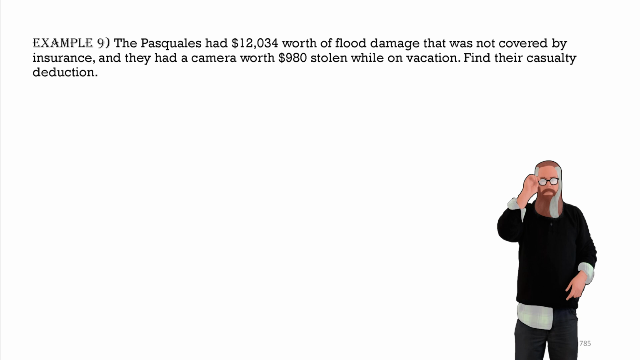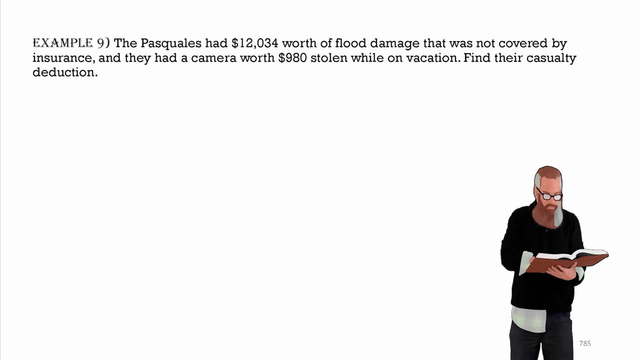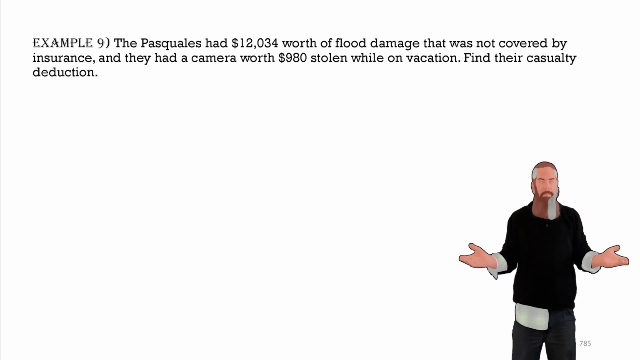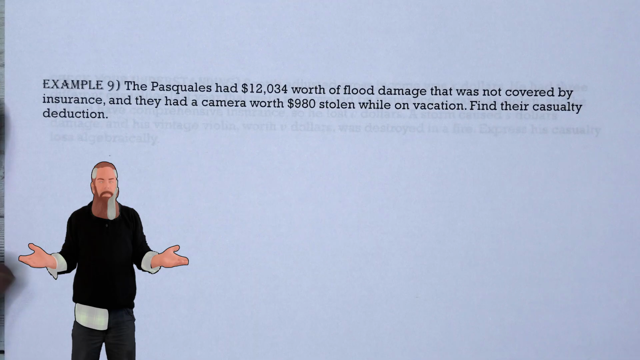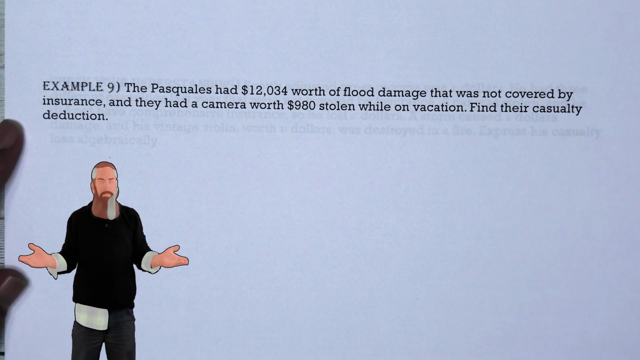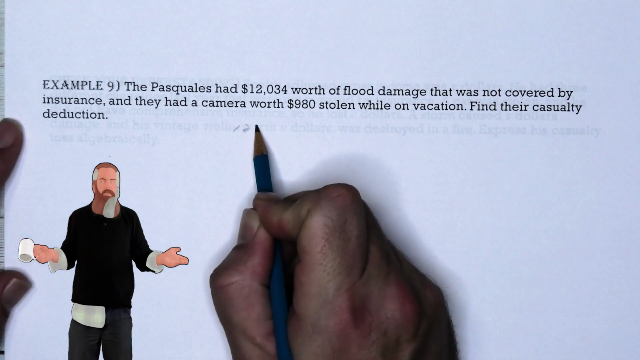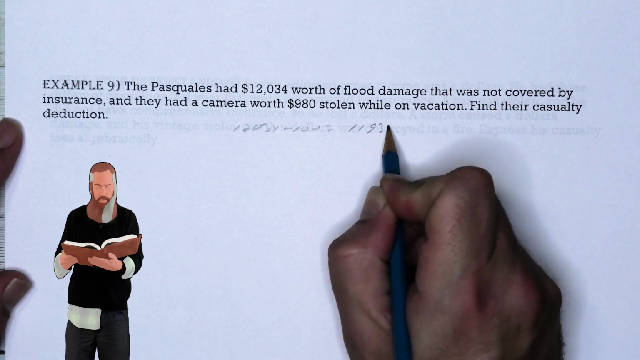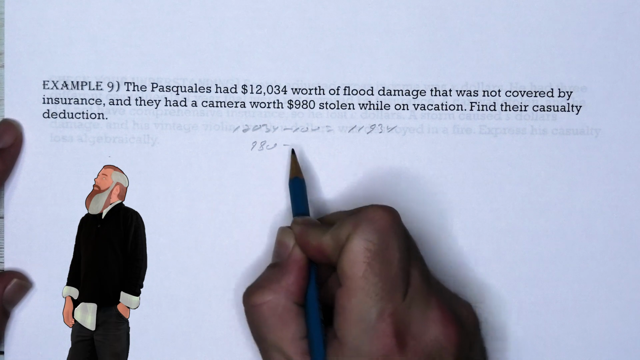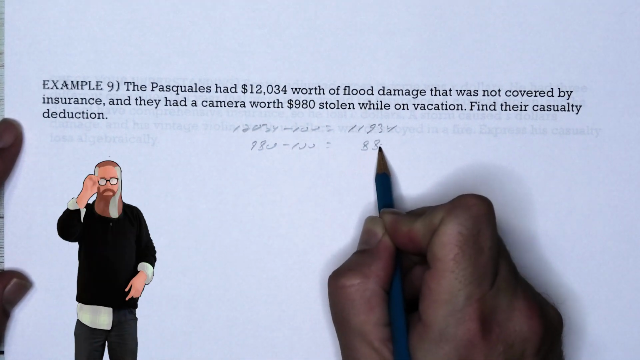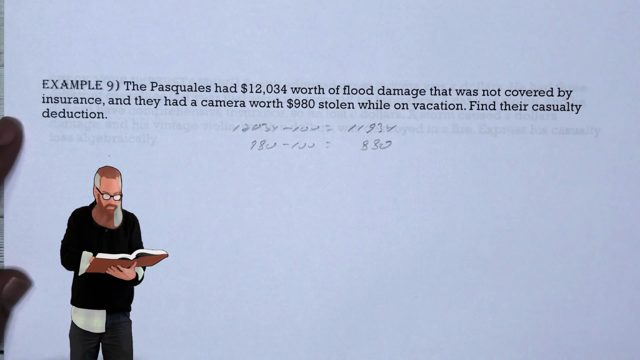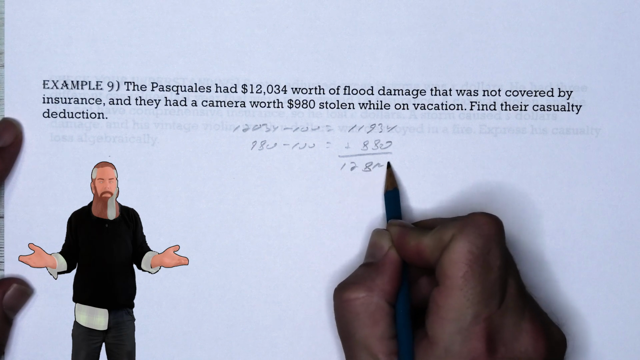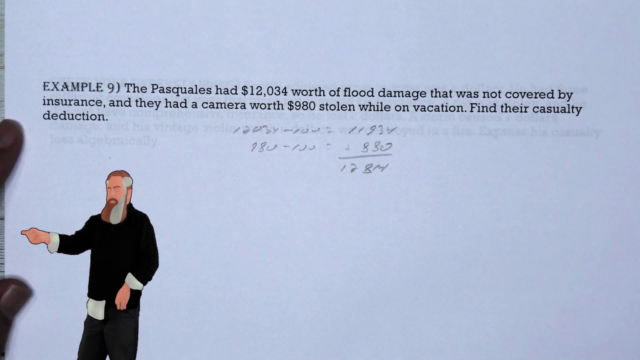The Pasquales had $12,034 worth of flood damage that was not covered by insurance, and they had a camera worth $980 stolen while on vacation. Find their casualty deduction. First, the IRS requires that $100 be deducted from each casualty. So $12,034 minus 100 will give us $11,934, and $980 minus the 100 will give us $880. Now we're going to add to find the next step of their casualty loss computation. So when we add these, we get $12,814.